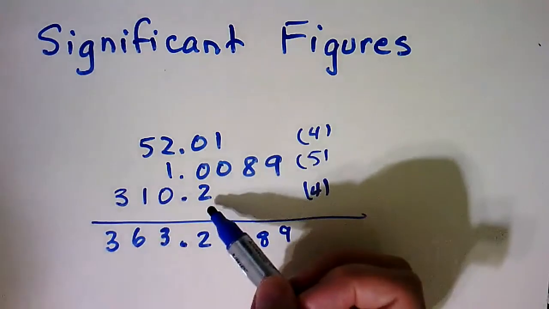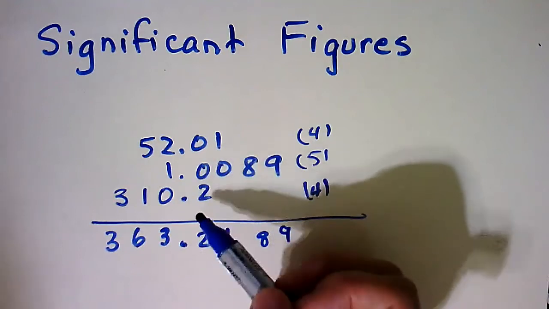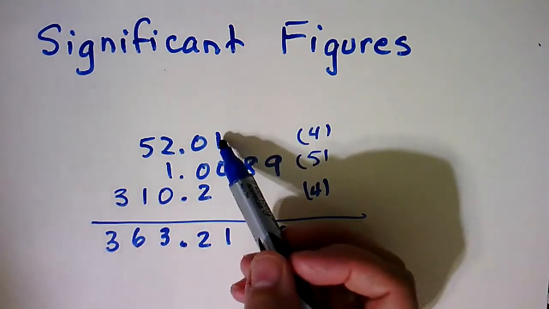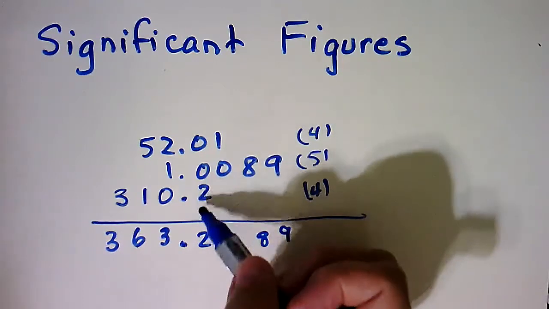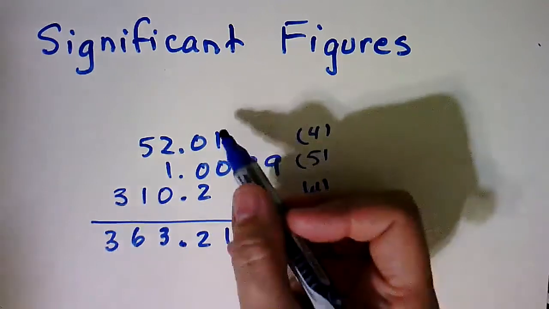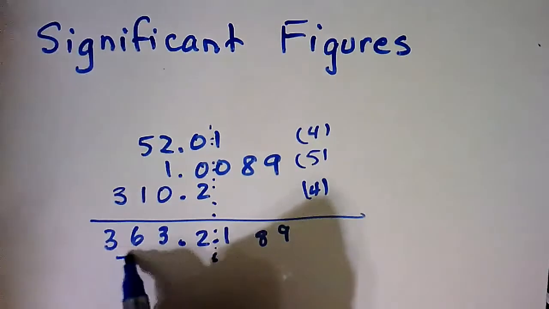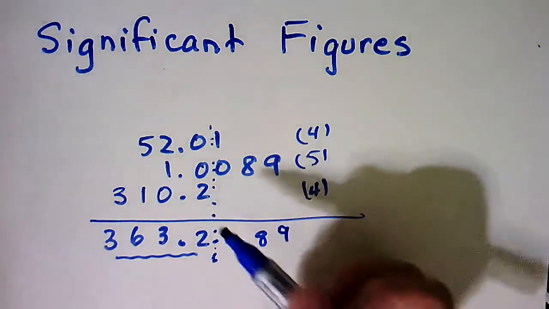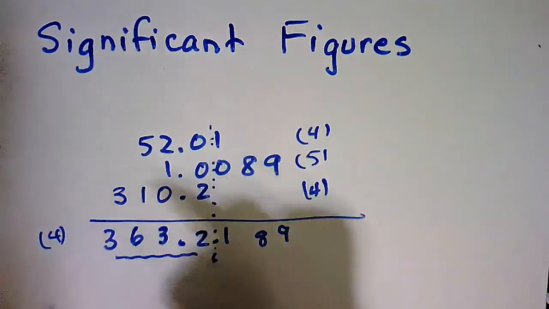Then we find whichever number has the uncertainty in the largest value column. So in this case, it's the tenths place. This one goes to the hundredths. This one goes to the ten thousandths. So this is the least precise number. And so we draw a little dotted line here. And we can only accept the numbers that match the significance of the piece of data that has the least precision. So this final answer would have four significant figures.